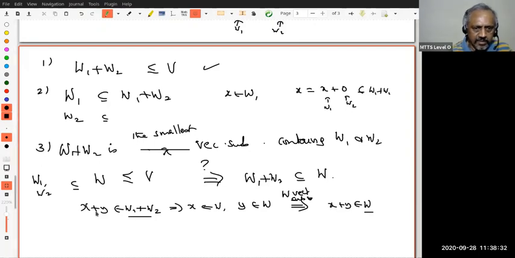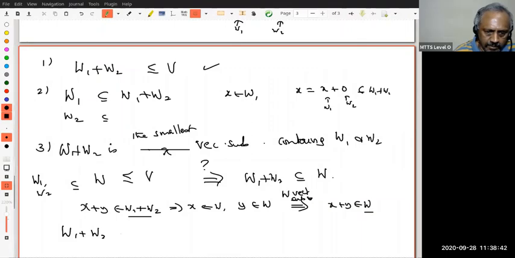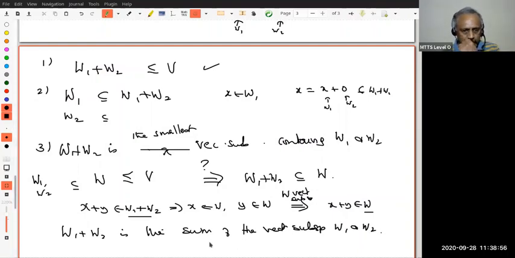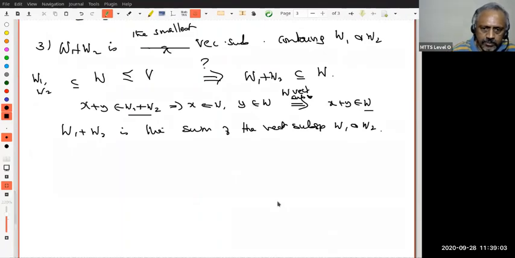Okay, these are the three facts we have seen about the sum. We will say W1 plus W2 is the sum of the two vector subspaces W1 and W2. So what I have shown is that this is a vector subspace containing W1 and W2, and it is the smallest such vector subspace. Please go through this, pause, review, and proceed.